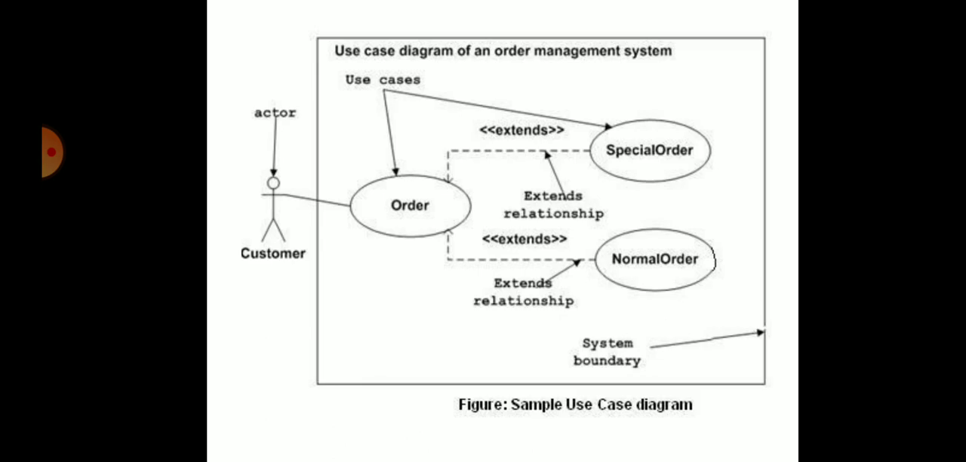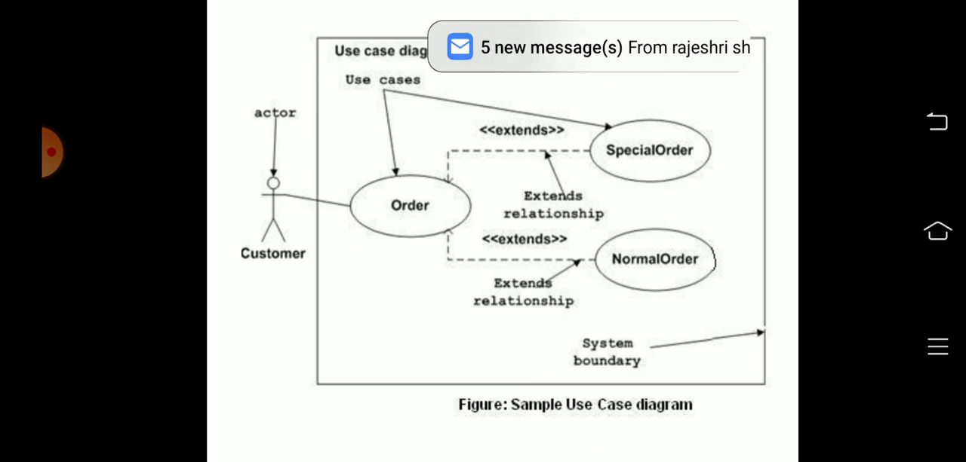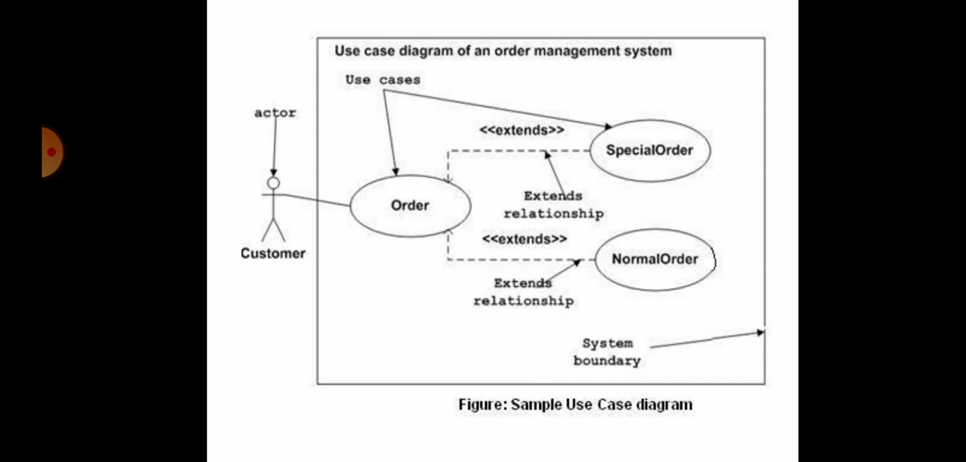Next, there is a sample of a use case diagram. Here we also see the order management system, where the customer plays the role of the actor. Customer gives order. Order is one of the use cases. Order has two sub use cases, and here we show the extend relationship: special order or normal order, with the triangle. And that is the system boundary.